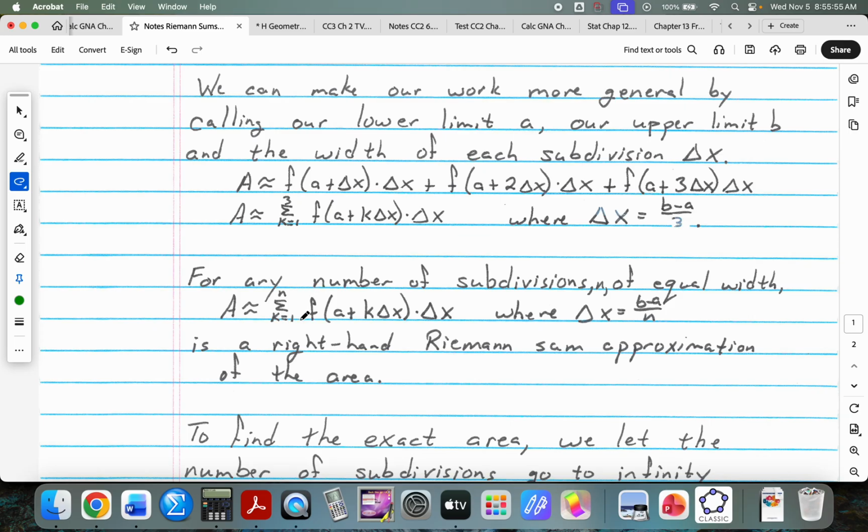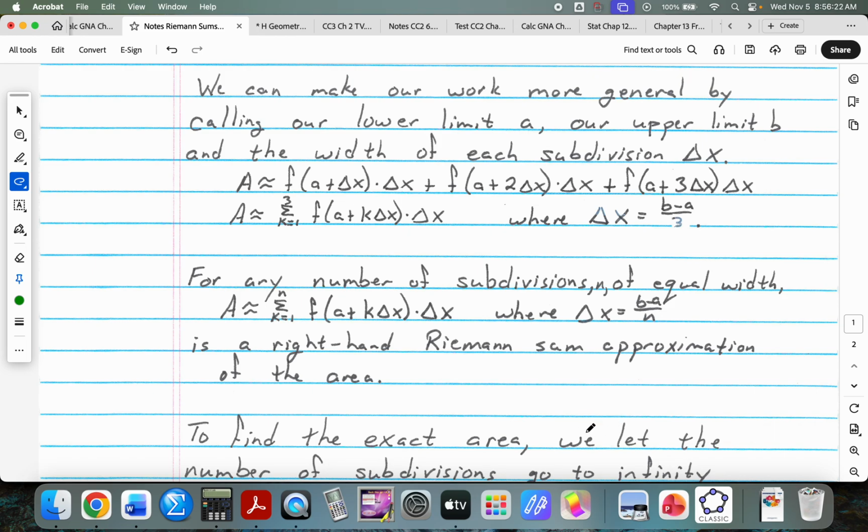So for any number of subdivisions, the area can be approximated by the summation as k goes from 1 to n of f of a plus k times delta x. So where you started plus how many subdivisions we've moved over, times the width of each subdivision, where delta x is b minus a over n. That's a right-hand Riemann sum approximation of the area.